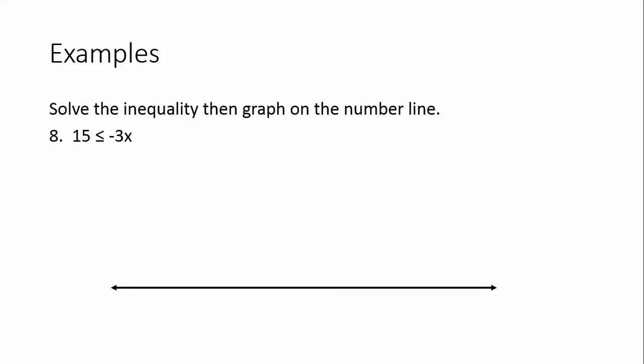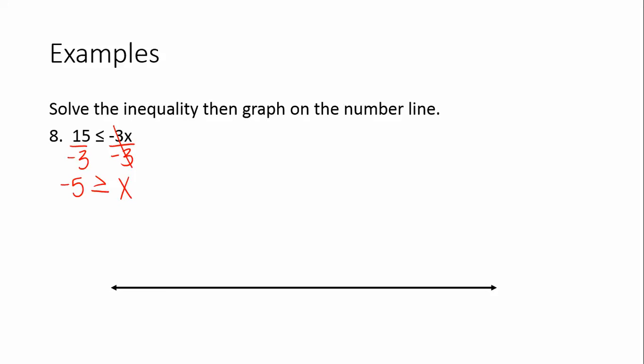For our last example, this one's a little bit tricky, so make sure you're following along closely. For the last example, we have the variable on the right-hand side. We know that in the end we want the variable on the left-hand side, and we also have a negative 3 in front of the variable. So in order to get rid of the negative 3, we're going to divide both sides by negative 3. Immediately that flips your inequality. Because you're dividing by a negative, we're going to flip the inequality. So we get negative 5 is greater than or equal to x.